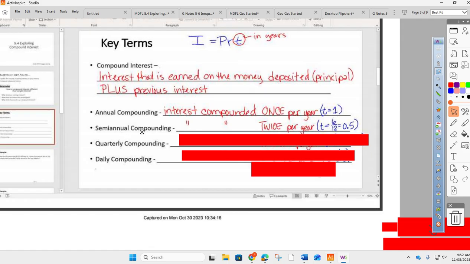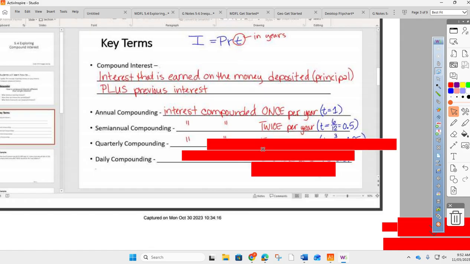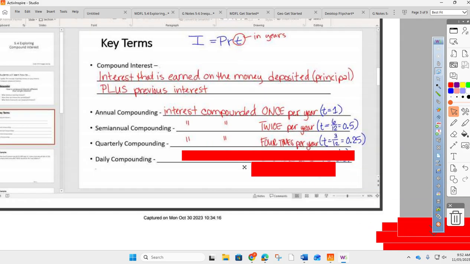Quarterly, 4 quarters in a dollar. Quarterly compounding means it's compounded 4 times in a year. That would be every 3 months out of a year. Or you could think of 0.25 as the same as 25 cents, right? That's a quarter. With quarterly compounding, our T is going to be 0.25.